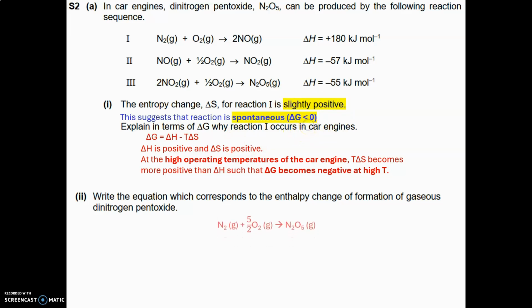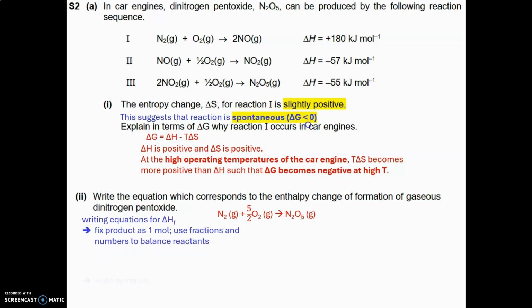Part 2, to write the equation which corresponds to the enthalpy change of formation of gaseous N2O5. This should be quite simple. You will just need to fix the product N2O5 as 1 mole, and the reactants are gaseous N2 and gaseous O2. You will use numbers and fractions to balance the reactants such that it forms 1 mole of N2O5. Also, don't forget to include your state symbols in your enthalpy change of formation equation.